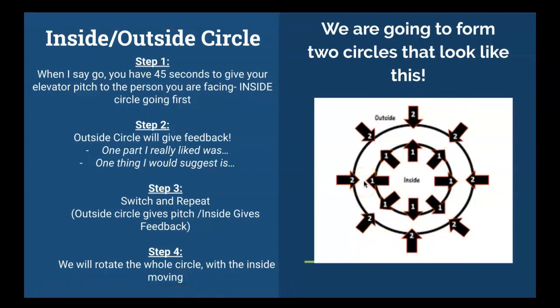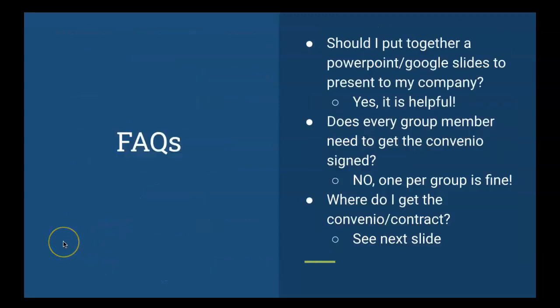And I'm going to say, okay, we're going to actually just practice this today. 45 seconds, go. Give your elevator pitch for your card. After 45 seconds, stop. All right, outside circle, give feedback. You have to give feedback like this: one thing I really liked was, one thing I suggest is. Then switch and repeat, meaning the outside circle gives the pitch, the inside circle gives feedback, and then we'll rotate the whole circle with the inside moving. I imagine just doing it twice. You can just have them break off into partners and then switch partners. I just want to do the circles for a little bit more structure for my class. Then we'll have them return to their seats and hit some frequently asked questions.